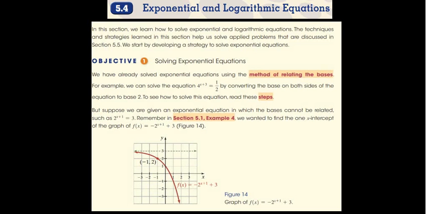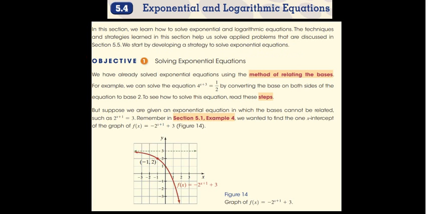Alrighty, so in this section we learned how to solve exponential and logarithmic equations. The techniques and strategies learned in this section help us solve applied problems that are discussed in section 5.5. We start by developing a strategy to solve exponential equations. So objective 1, which is solve exponential equations.